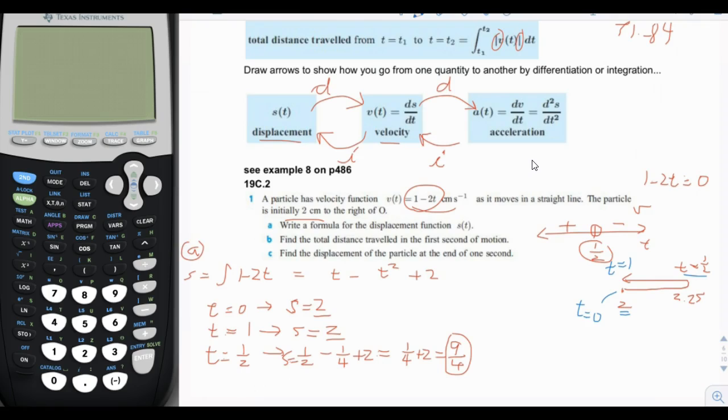So the total displacement at the end of 1 second is this, which is 0.25, and this, which is negative 0.25, but we're going to add both. And so the total distance traveled is going to be 0.5, right? So the answer to B is 0.5 because we added 0.25 together twice. And then find the displacement of the particle at the end of 1 second. It's going to be s equals 2. But, you know, it started out as s equals 2. So really it hasn't displaced at all. Okay?